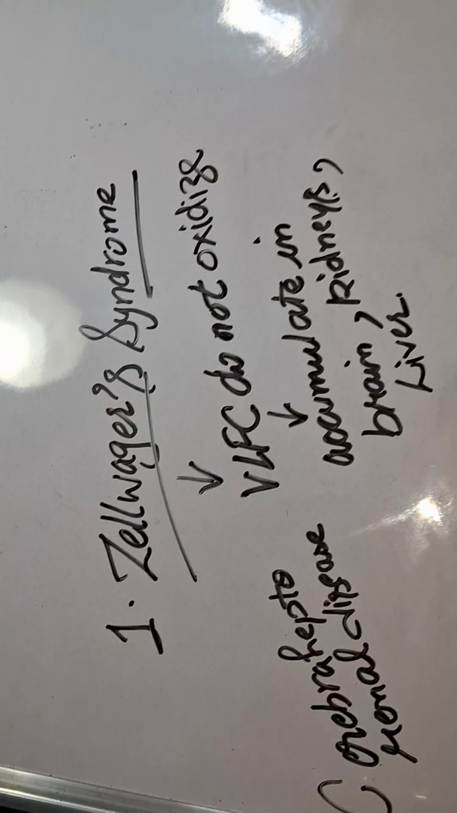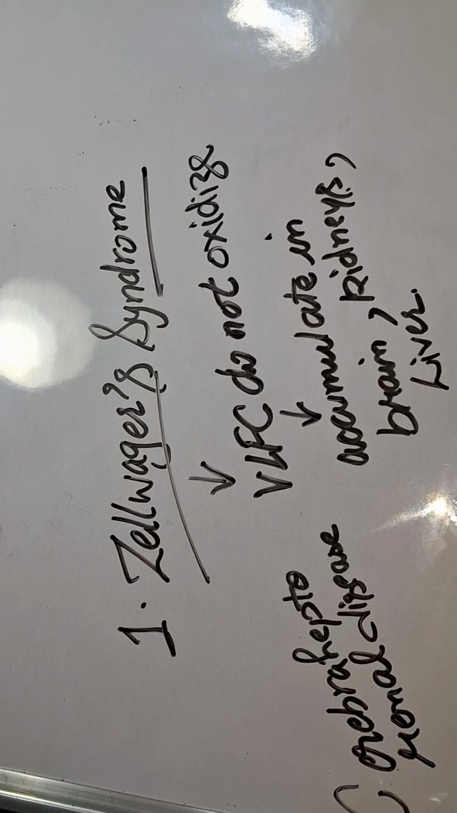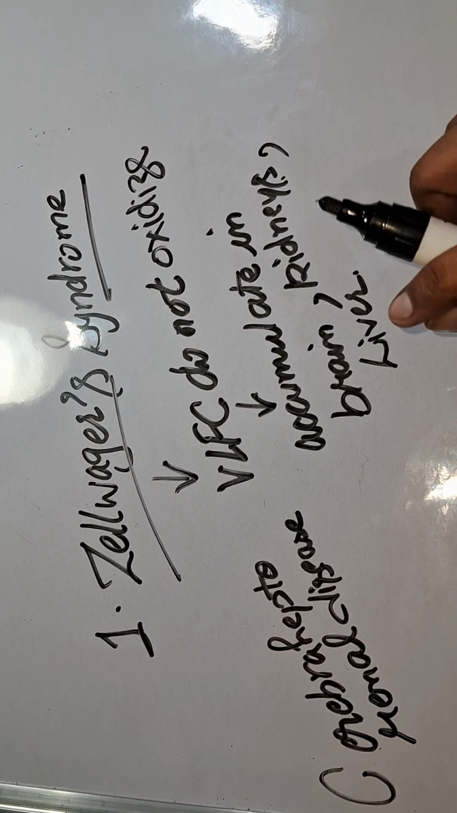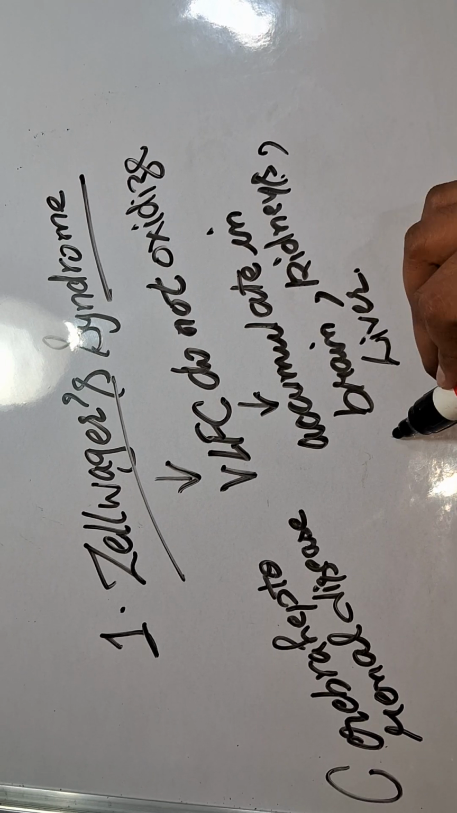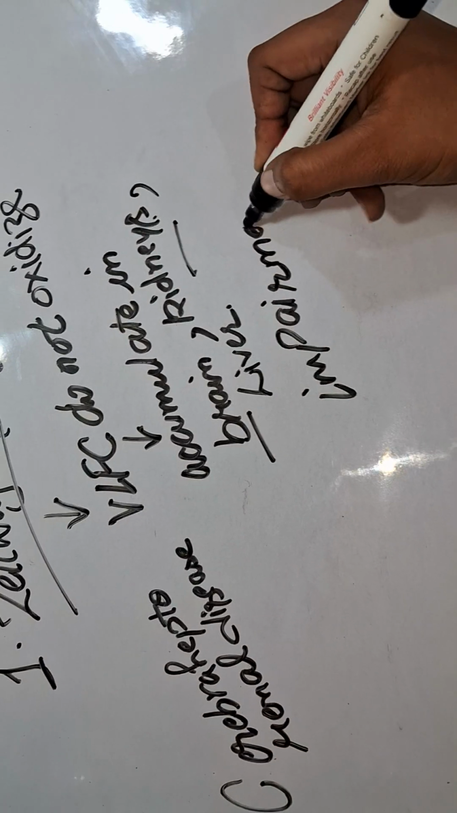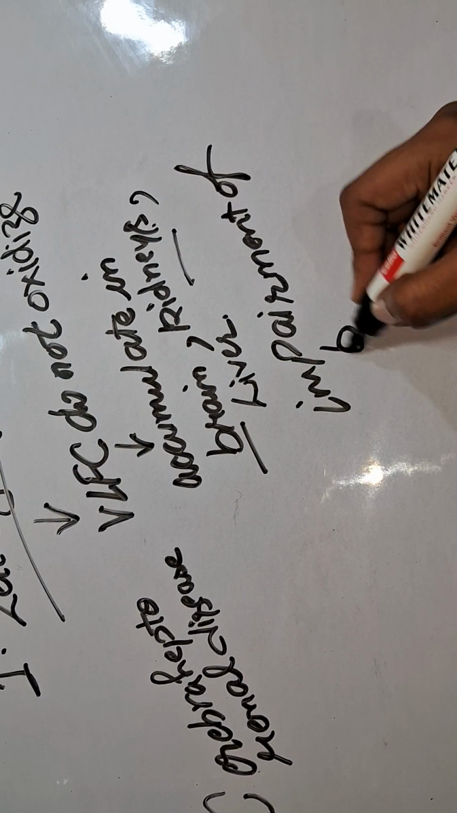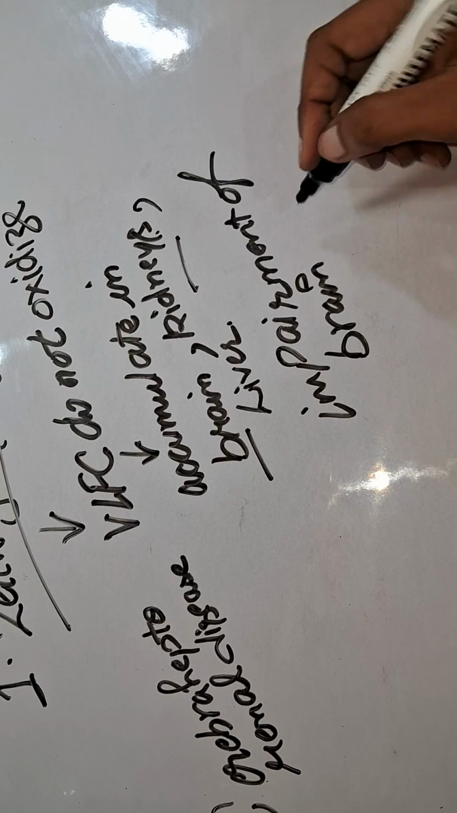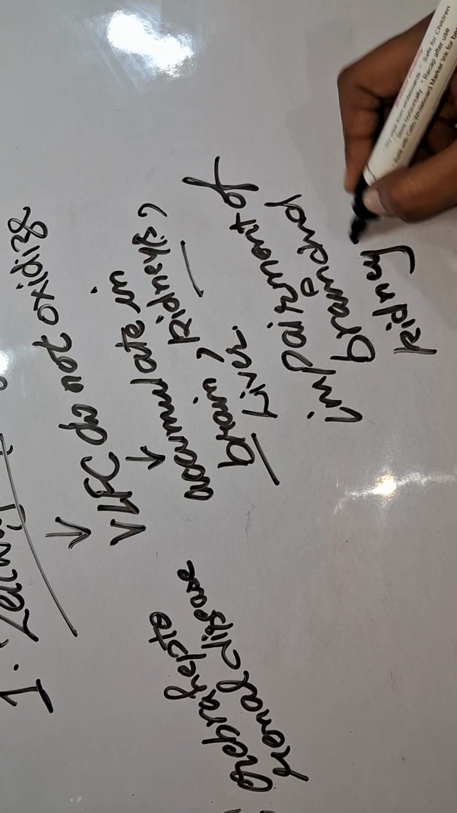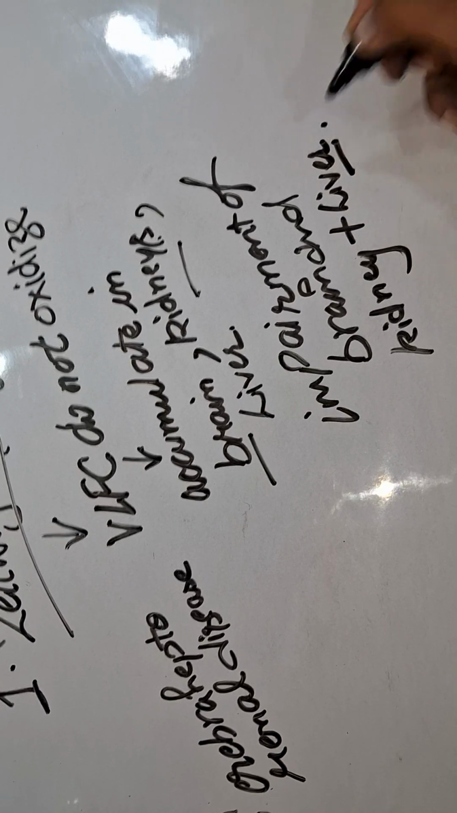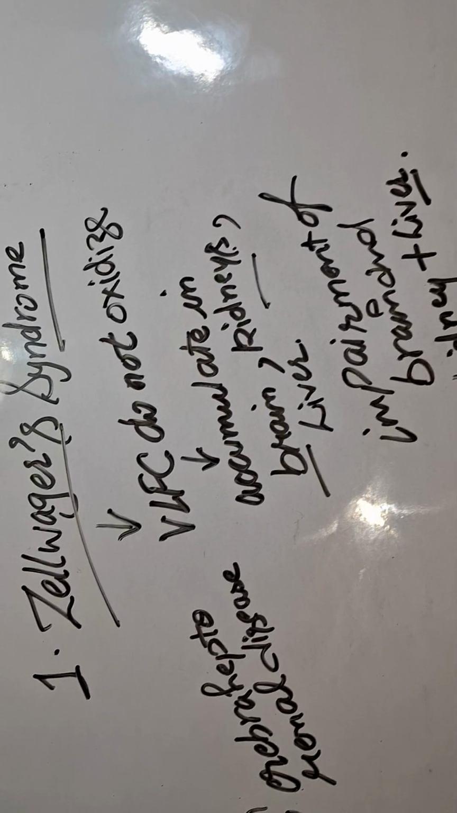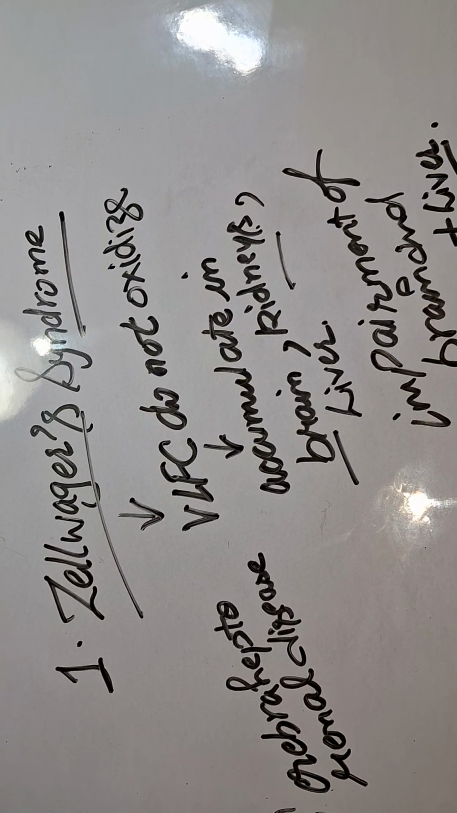Now, due to the accumulation in the brain, kidneys and liver, it will result in impairment of brain and kidney plus liver. They will result into dysfunction. Okay, this is an overview of Zellweger's syndrome.